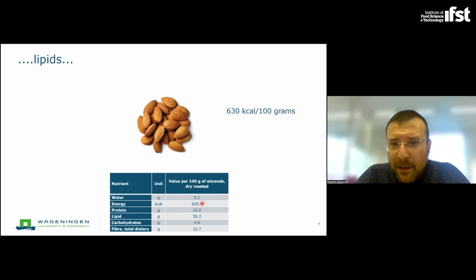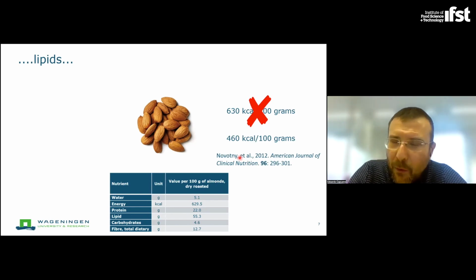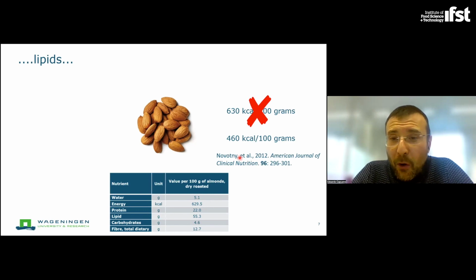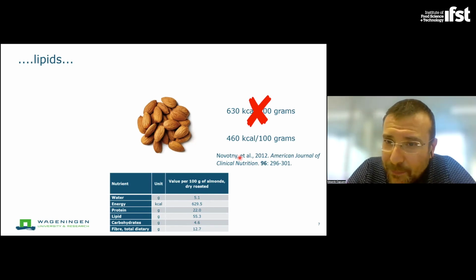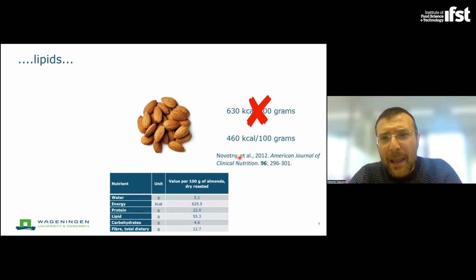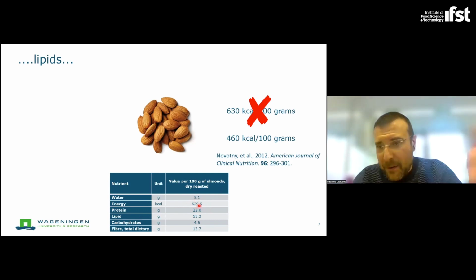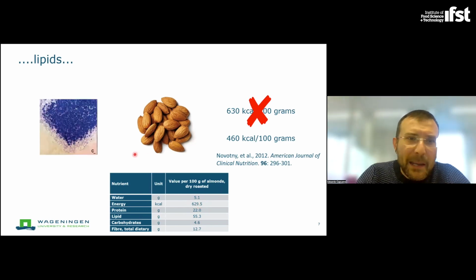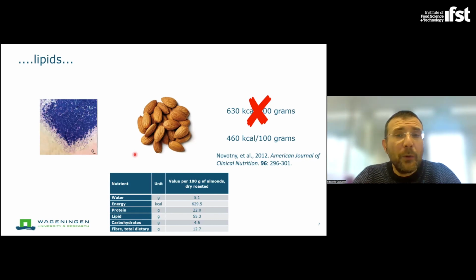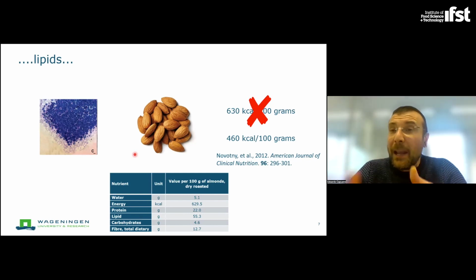But actually, when the actual caloric content of almonds was tested in vivo, these researchers already 10 years ago found out that the actual metabolizable energy from almonds is more than 30% lower. So basically, almonds are not as caloric as it would seem from the calculation of the energy content based on the back-of-pack type of information. And the reason for that, again, is that when you chew almonds, you produce particles, and these particles contain a large fraction of intact cells, which protect lipids from digestion.